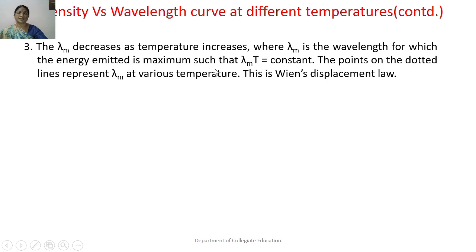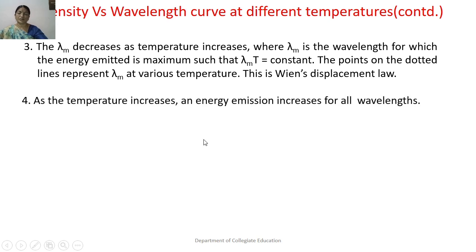So we can say that when temperature increases, lambda m value decreases. Hence, the product of the two will be constant. The energy emitted is maximum for a particular wavelength, and it is observed that lambda m into T is equal to a constant. The points on the dotted line represent lambda m at various temperatures. This is known as Wien's displacement law. That is, the lambda m value gets displaced towards the left, or towards the higher frequency side. That is how we can define Wien's displacement law.